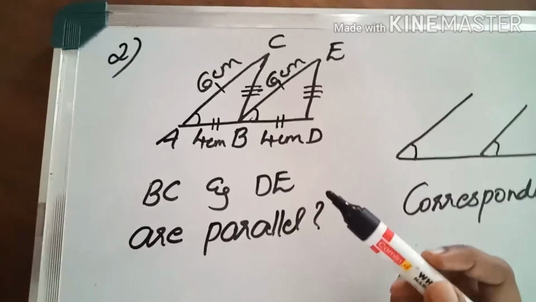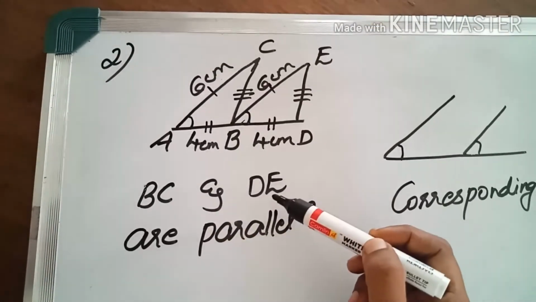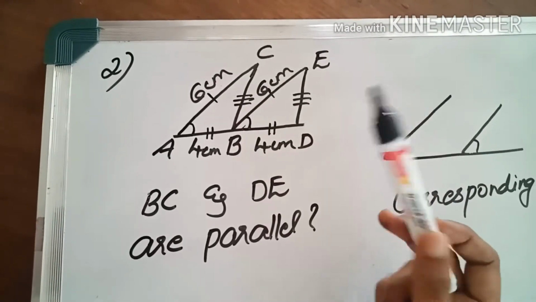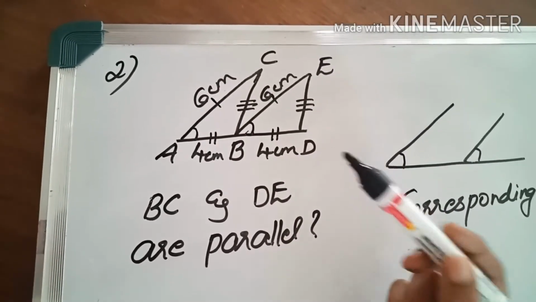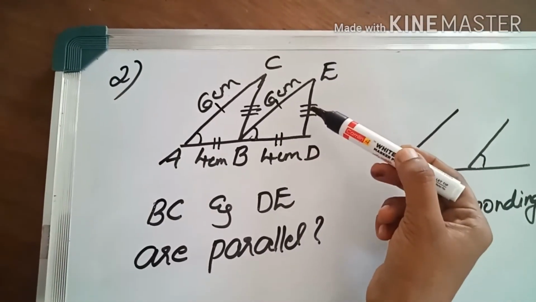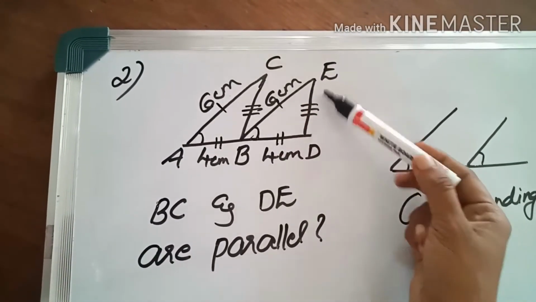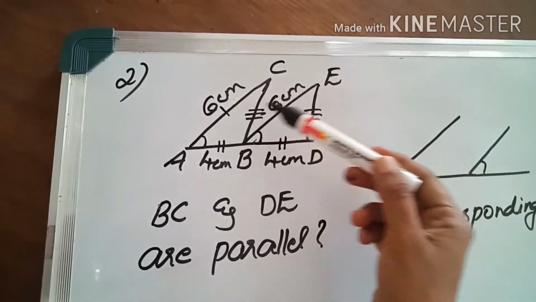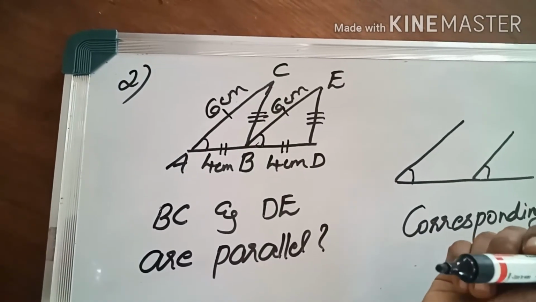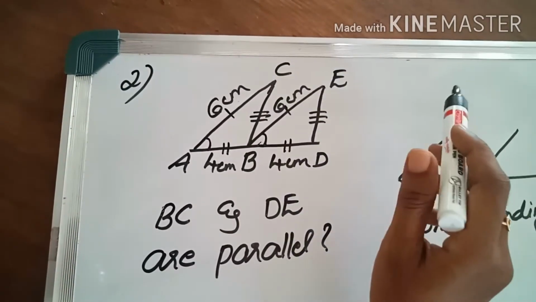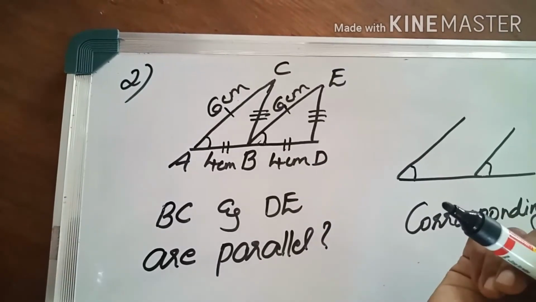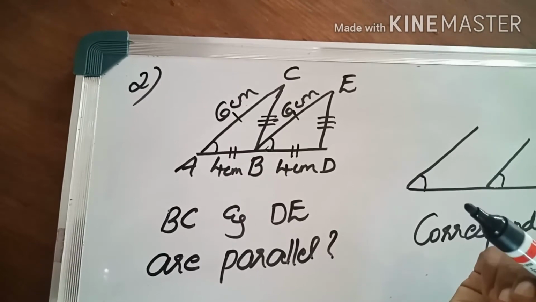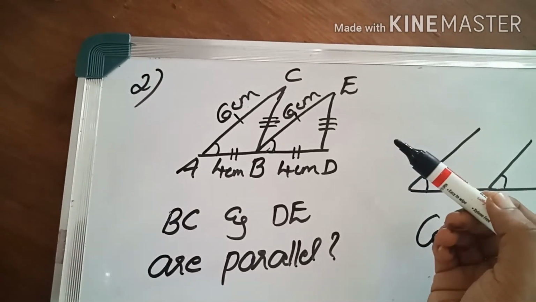Next our second sub question is, are BC and DE parallel? What is the reason? For the first sub question, we proved that BC and DE are equal. Next we have to prove that BC and DE are parallel. For that, we already got that these two triangles are equal triangles. We proved it in the first sub question itself. Now what is the speciality of equal triangles? All the three sides and all the angles are equal.